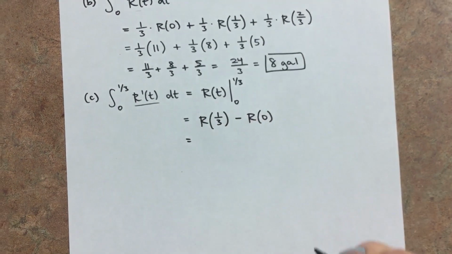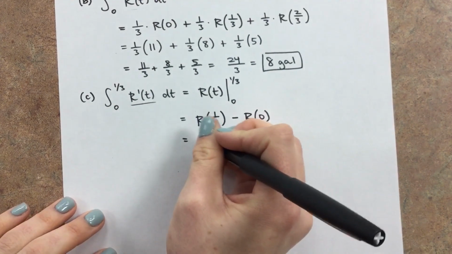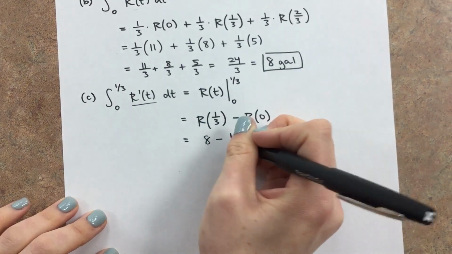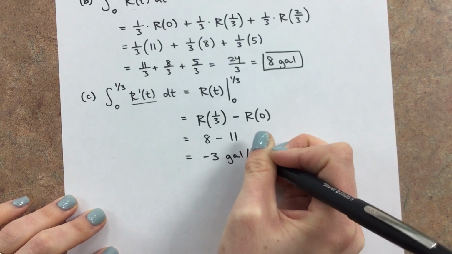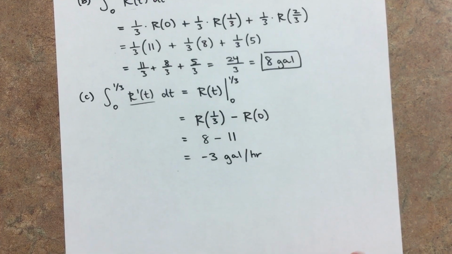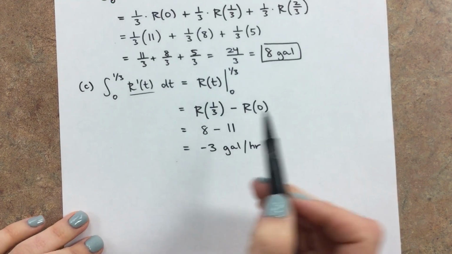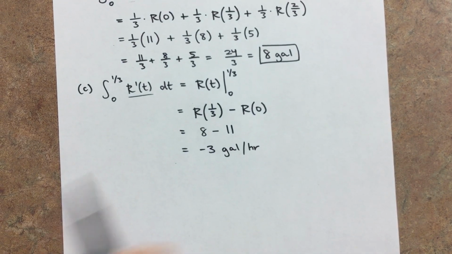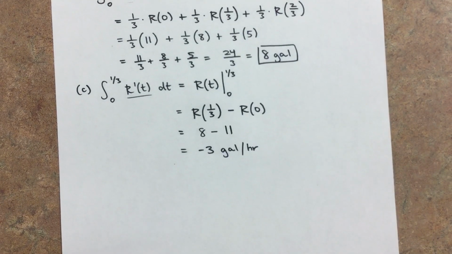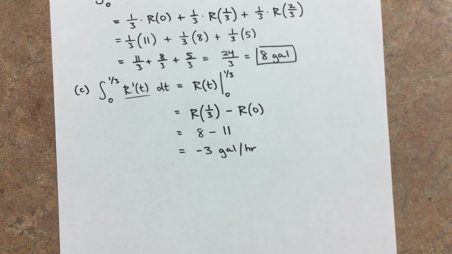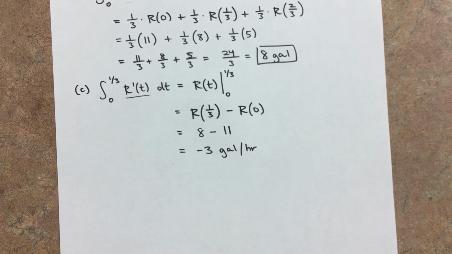Okay, so coming off of that table, R of 1/3 is 8, minus R of 0, which is 11. And we subtract that, we get -3. The units there would be gallons per hour because those are R's units and we're just pulling values of R off the table. So think of this as a net change. That's exactly what we did in section 5.5. This R prime is a rate, and so I integrate that rate and I get the net change of that quantity. So I get the net change in R, or how much R has changed over that time interval. This is how much the gallons per hour, the rate at which water is leaking, has changed over this 1/3 of an hour, or 20 minutes.